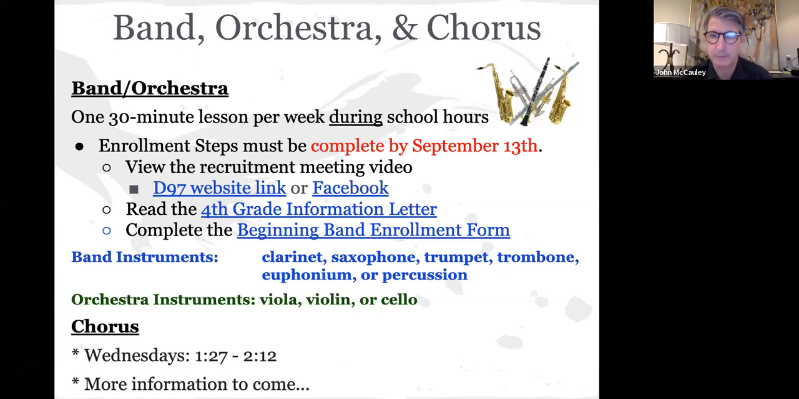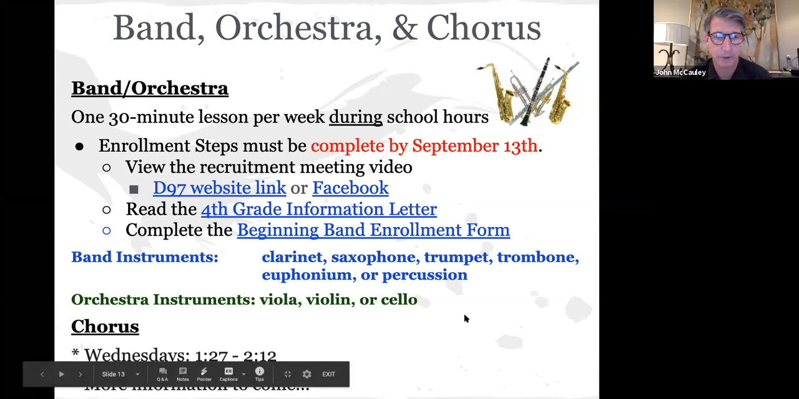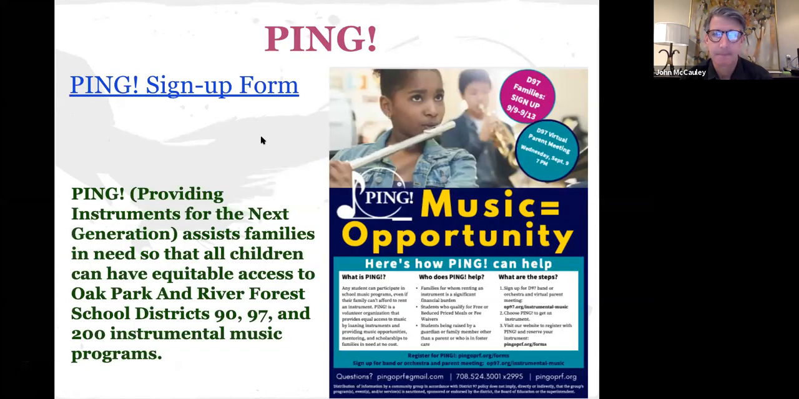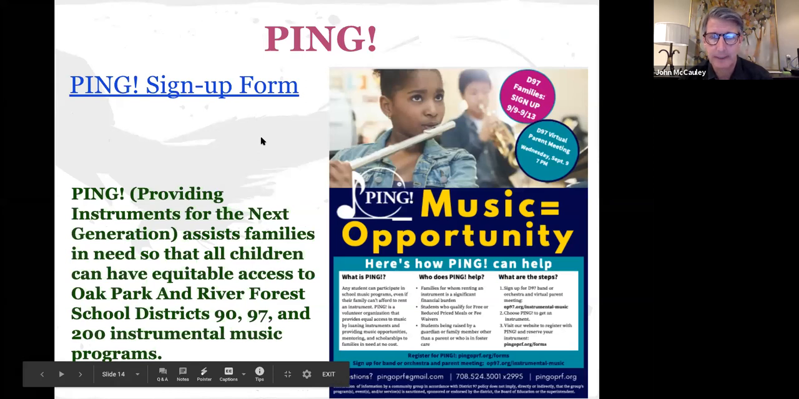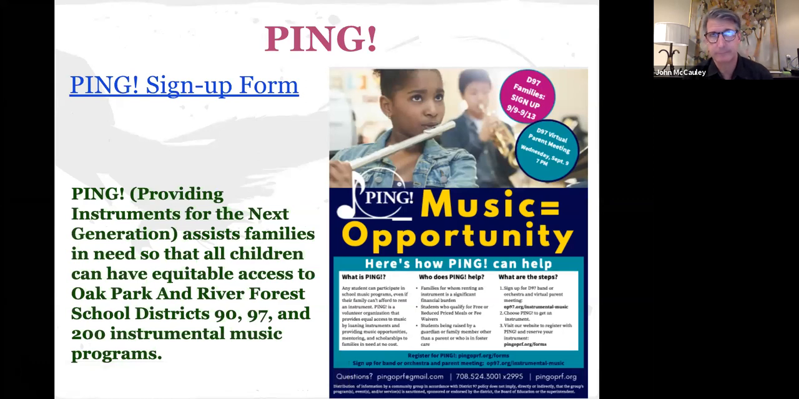When they go to fifth grade, they would be in intermediate band. But that band enrollment form is really, really important. And I believe the deadline on that is the 13th. In order to get an instrument, there are many organizations, many stores, many rental opportunities, but one thing we're going to want to look into for our families in need is Ping. Ping is an organization that finds instruments and puts instruments in children's hands. If you're on their application, if you qualify and are in need, Ping can help you out. And there is a sign-up form connected to this presentation.